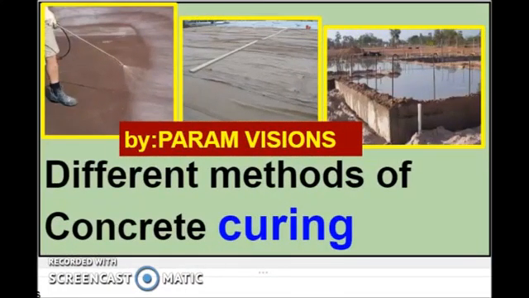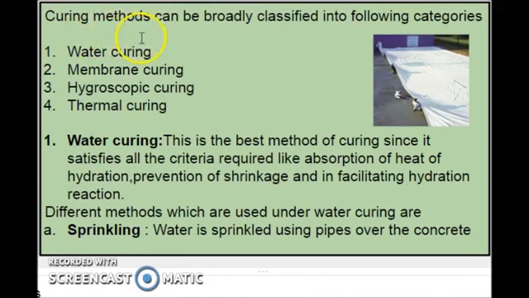Now let us go through different methods of concrete curing. Curing methods can be broadly classified into following categories. First one, water curing. Second, membrane curing. Third one, hygroscopic curing. And fourth one is thermal curing. Now let us see the curing methods one by one.